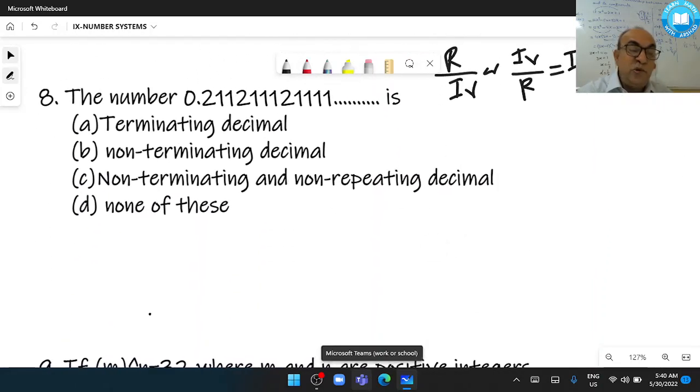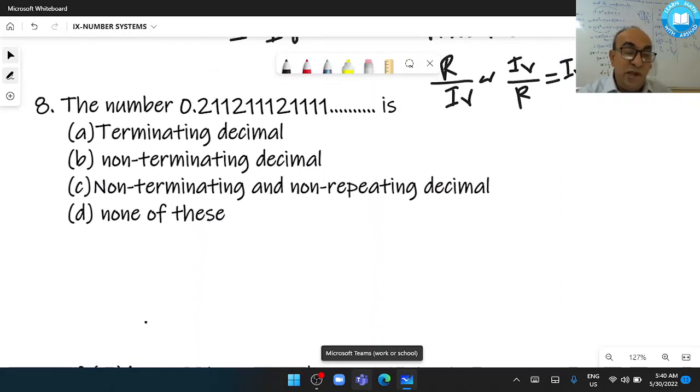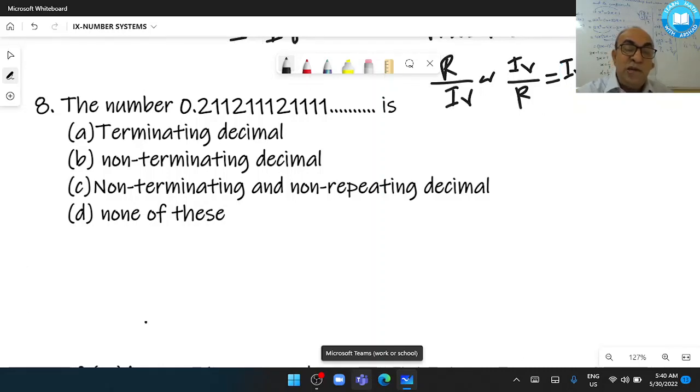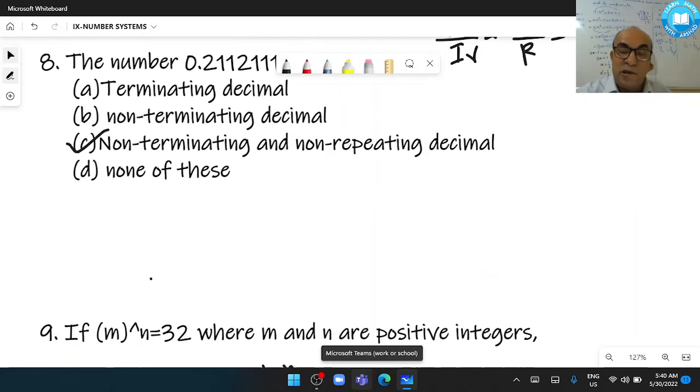Now see bachcho, the number is 2 1 1 2 1 1 1 2 1 1 1 1. So it is a non-terminating, non-repeating decimal. Non-terminating, non-repeating decimal. This bit is the correct answer.